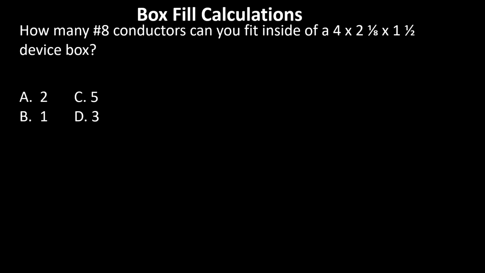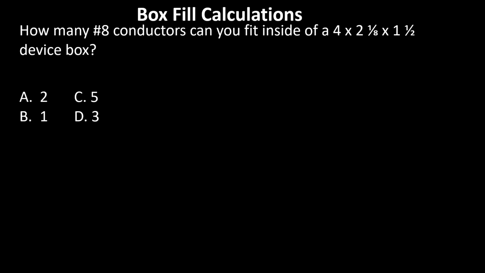How many number 8 conductors can you fit inside of a 4 by 2 1/8 by 1 1/2 device box? So the first thing we're going to do is we're going to find our box. It told us 2 of the knowns, the box and the size conductor. So we're going to go down and we're going to find our box. Now we're down into the device boxes, and there are a bunch of them. So we need to get into the 4 section, because it goes 3, 3, 3, and then jumps up to 4. So we're looking for device boxes, and we are looking for a 4 by 2 1/8 by 1 1/2. So that's the first one there when we get to the device boxes that are in the 4-inch section.